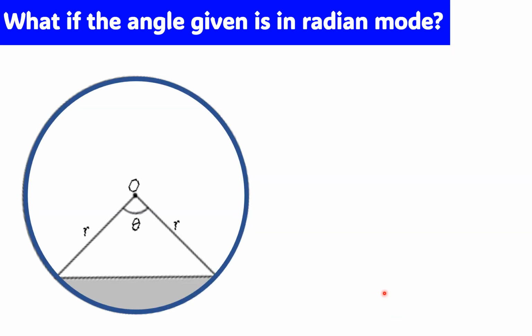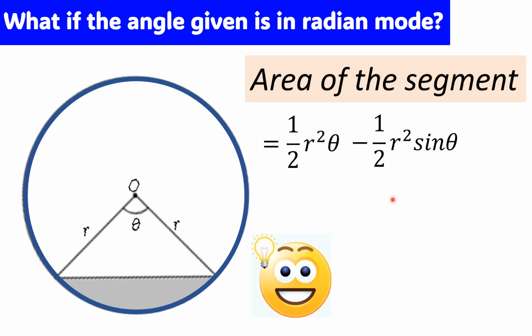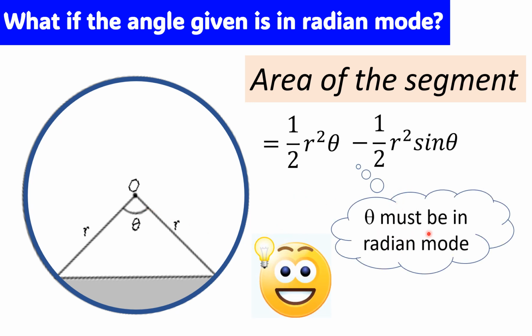So how about area of segment? Area of segment, we already know the formula that we derived earlier on, which is area of the sector minus area of the triangle. So in this case, this can be easily done. What we need to do is just to make sure that the data is in radian mode.